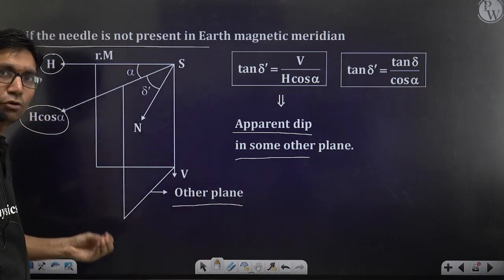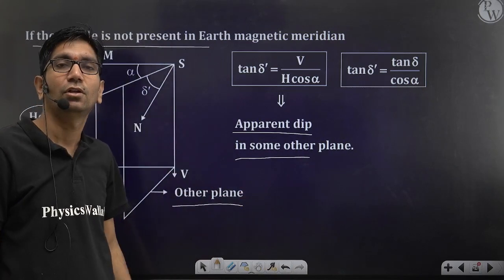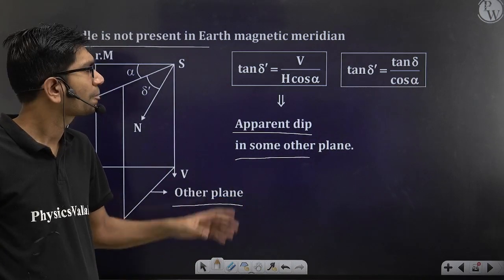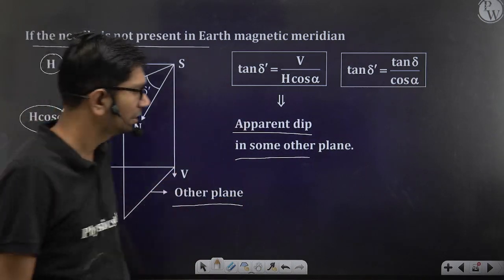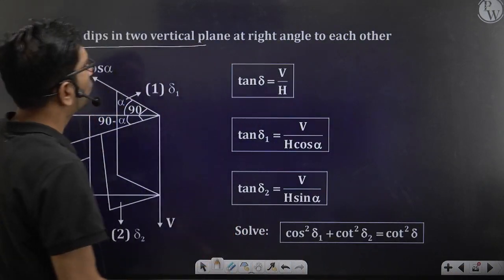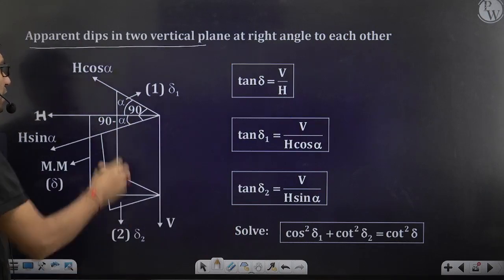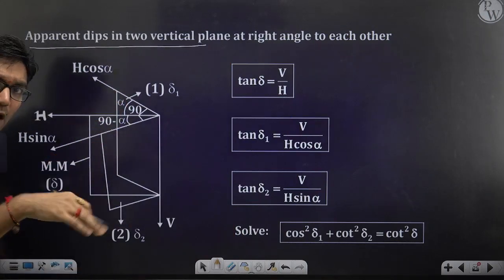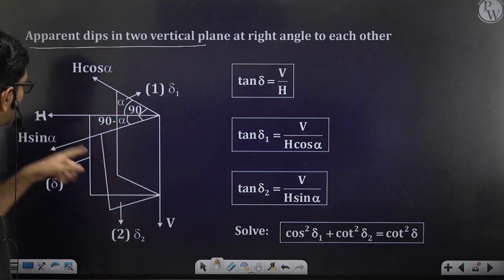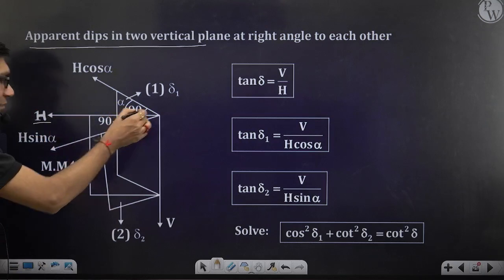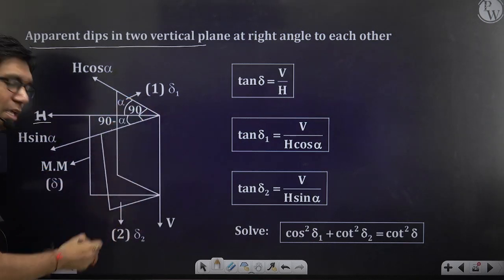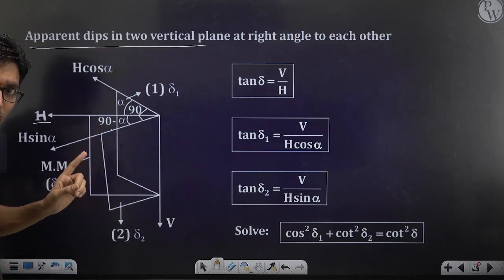So you may get a question from this topic. In previous year questions you got it so many times, based on these formulas only. Next, apparent dip in two vertical planes at right angles to each other. These are the two planes which are 90 degrees to each other. This is our original horizontal magnetic field, and this is the vertical. Let this be the first plane and this be the second plane. These two are 90 degrees to each other, remember this.